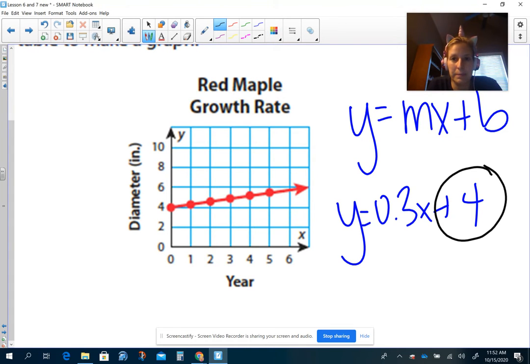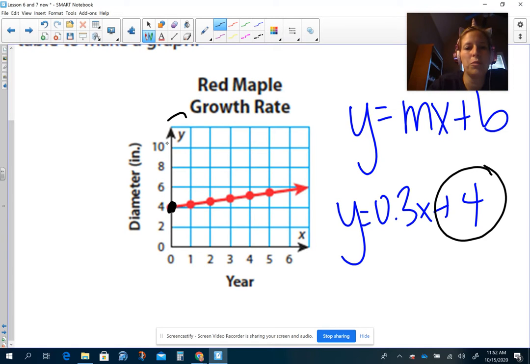I want to see if you can see where the initial value falls on the graph. Can you see it? Do you see the 4 right here? Okay, so my initial value in my equation is also on a specific axis on my graph. Which axis does it fall on? Is it the y or the x?